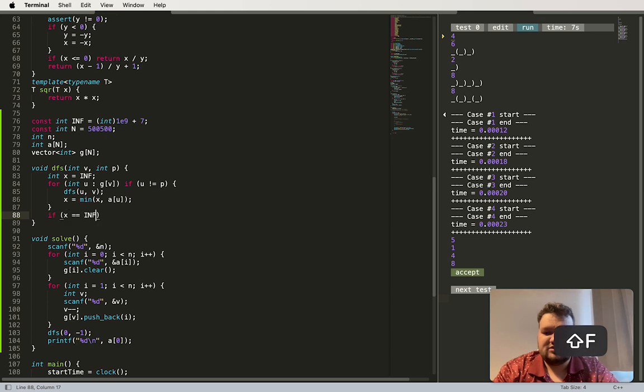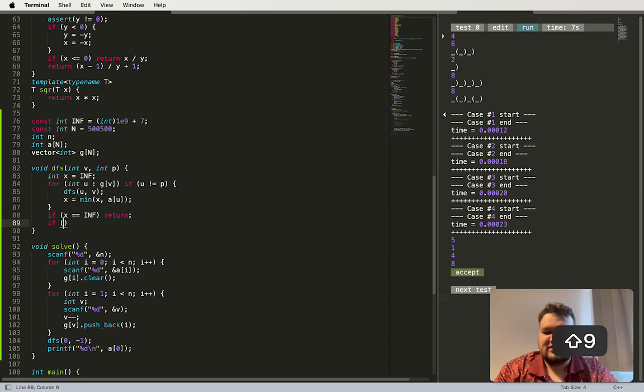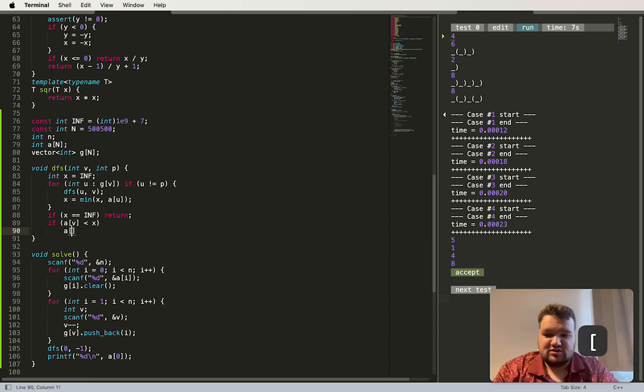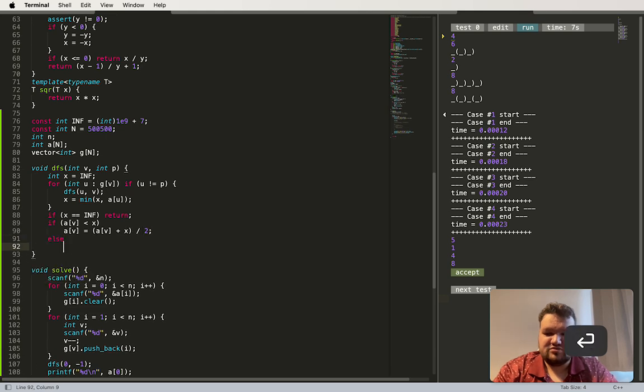So if x is infinity, it means that our vertex is a leaf. We shouldn't do anything. Otherwise we will compare the value in our vertex with x, and if it is smaller, then we replace it with sum divided by 2, otherwise we replace it with x because it's smaller. That's it.